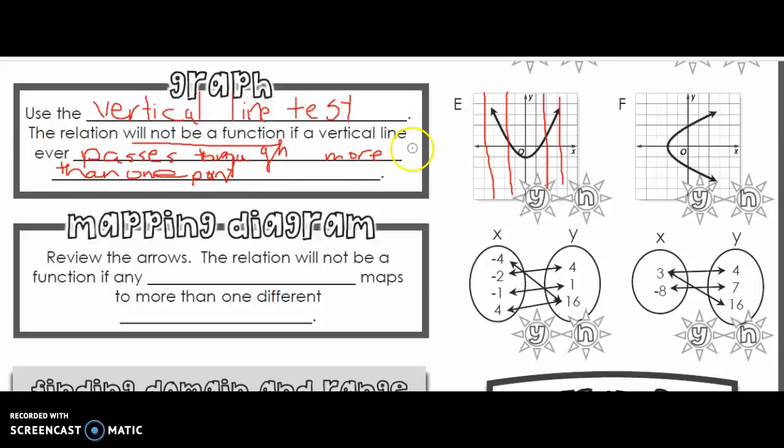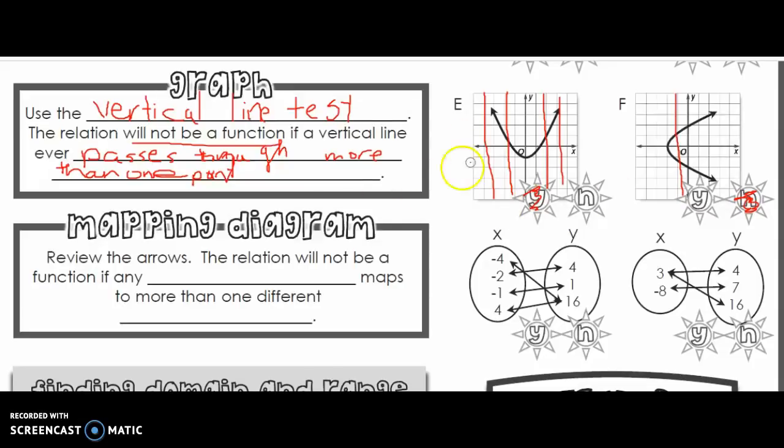Okay, now if you notice in letter E, all of our vertical lines pass through 1 point. So yes, it's a function. Uh-oh, look at F. If I draw my vertical line, look at that, one goes through 2 points. So right away, no, this is not a function. Circle the no.